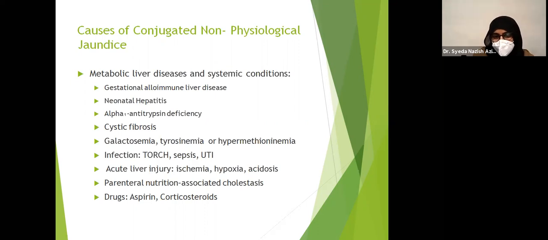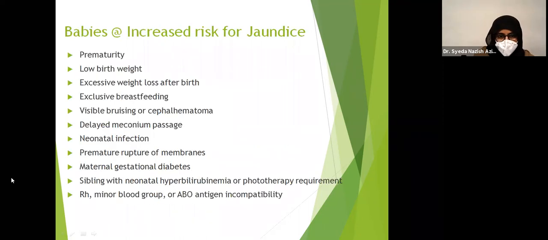We also talked about infections like TORCH, sepsis, and UTI leading to direct jaundice. We also discussed that anytime there is acute liver injury, either due to hypoxia or impaired circulation, like shock, it can give rise to direct jaundice. A few drugs can also lead to direct jaundice, the most popular one being steroids.